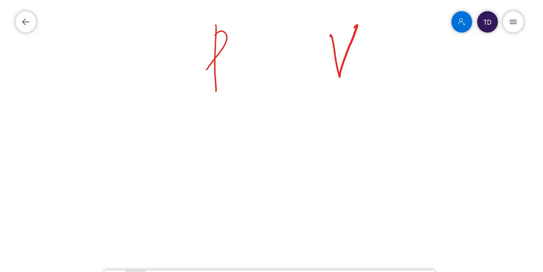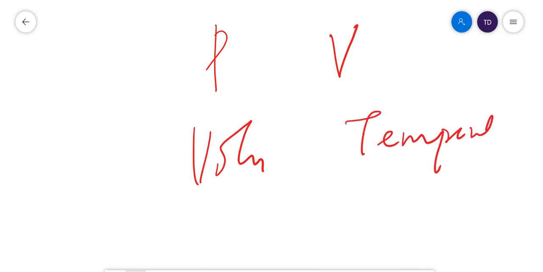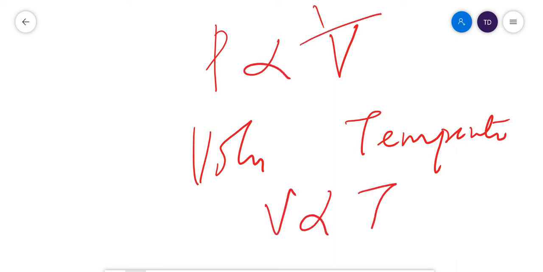For example, for another two variables, if you take volume and temperature, as volume increases, temperature increases. Mathematically, we will say they are directly proportional. These two are inversely proportional and these two are directly proportional. So this is the type of relationship you can define between variables.